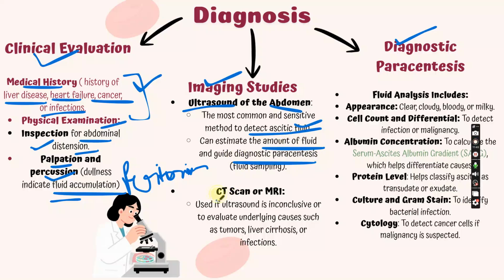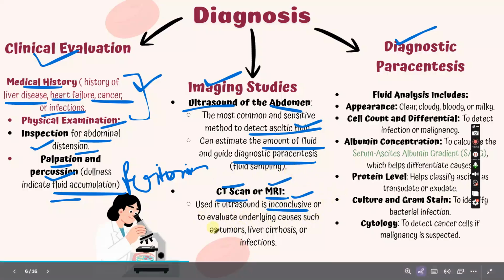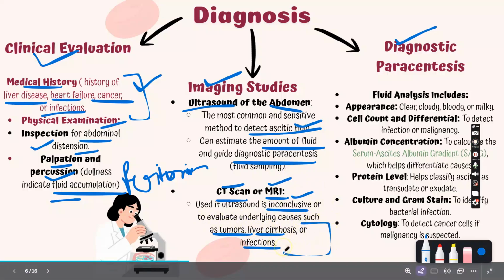Okay. Next, we'll do the CT scan or MRI. What are the reasons for doing this? It is used if ultrasound is inconclusive. If we are not able to do ultrasound, then we'll move on to the CT scan or the MRI to evaluate underlying causes such as tumor, liver cirrhosis, or infection, to find out whether these are the factors that are contributing to ascites or not.